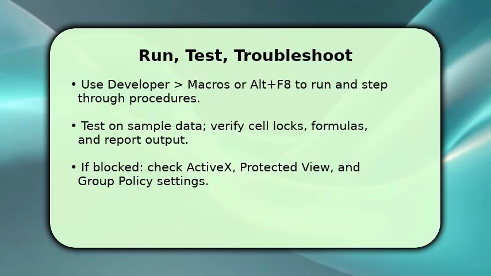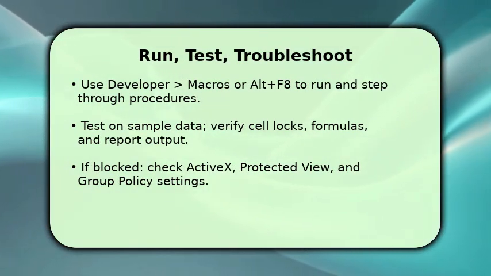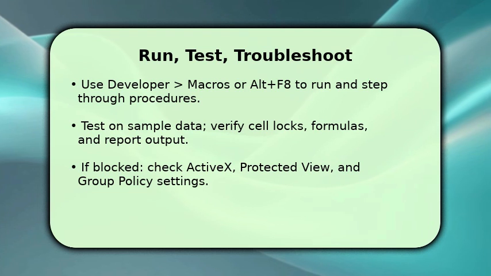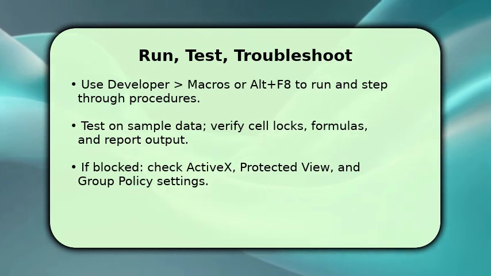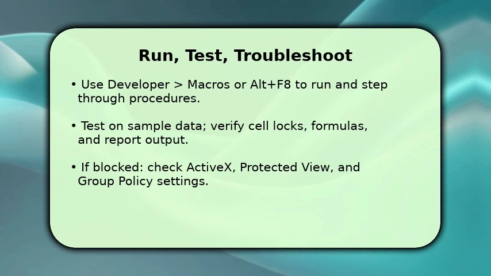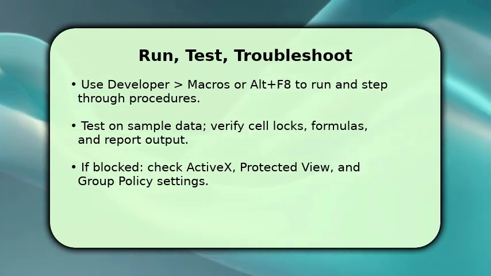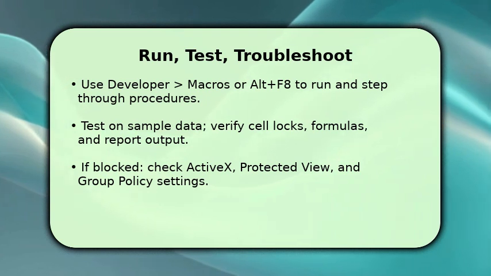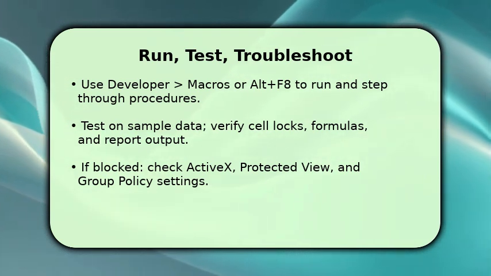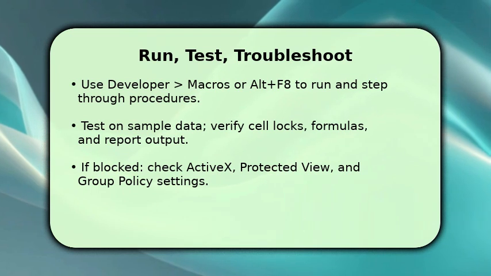You finish by executing and validating the macros in the Justification report. Open Developer Macros or press Alt plus F8, run the main procedure, and step through with the VBA editor to confirm logic and data flow. Test with sample records to ensure formulas, cell protections, and output formatting work as expected.